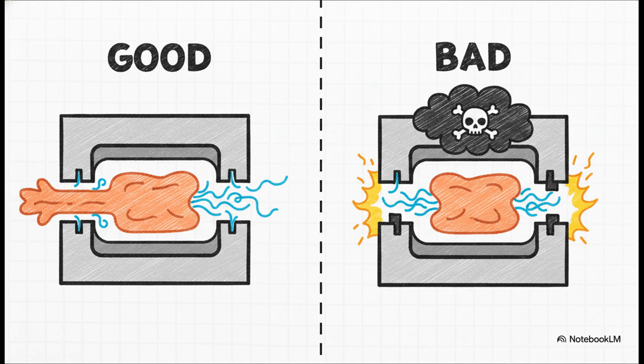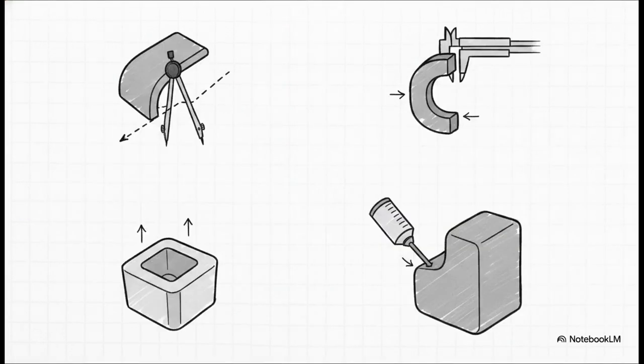If your venting is inadequate, the compressed gas superheats the ABS. This degrades that crucial butadiene rubber and actually generates toxic acrolein and styrene vapors. Proper venting is quite literally a safety requirement, not just a quality one. To make sure this flow behaves perfectly, we have to follow some strict Design for Manufacturing, or DFM, guidelines.